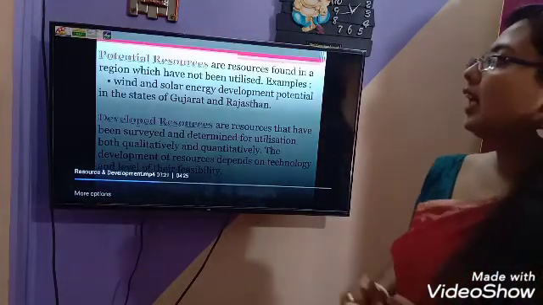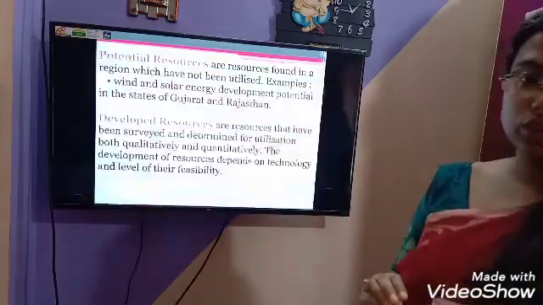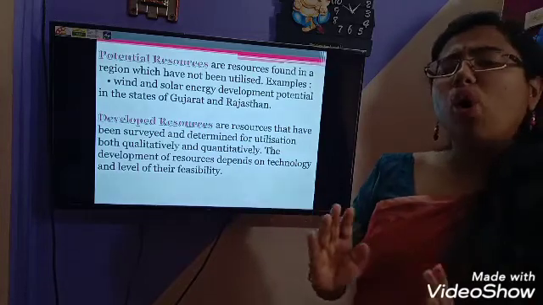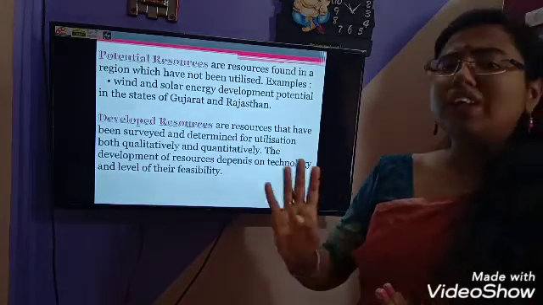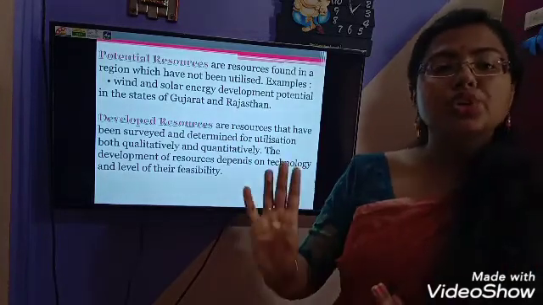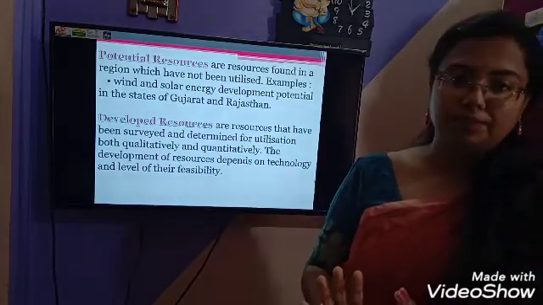The first one is the potential resource. These 4 resources on the basis of development are almost equal. What are these 4 types? Potential resource, developed resource, stock, and reserve.